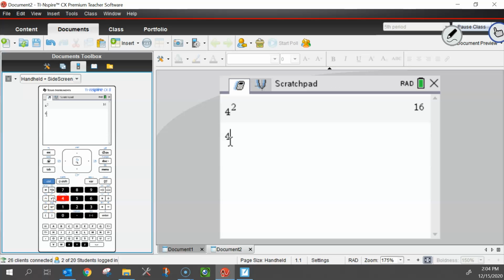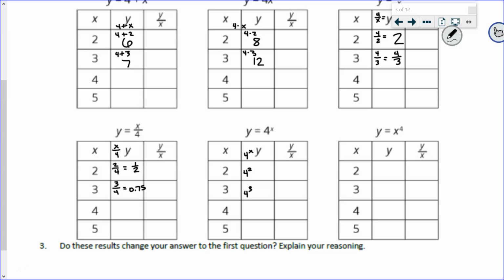Let's do the next one. 4 to the power of 3. That's 4 times 4 times 4, which is 64. Okay, so we've got those ones. Let's write those down.